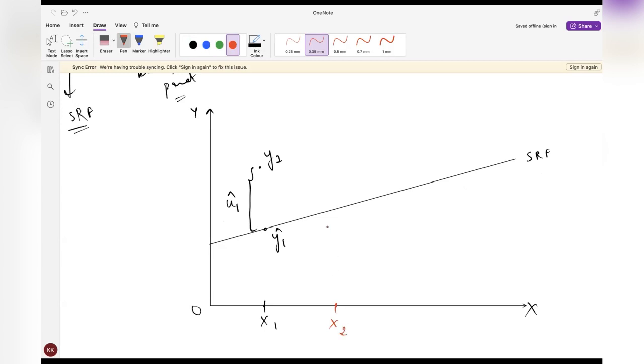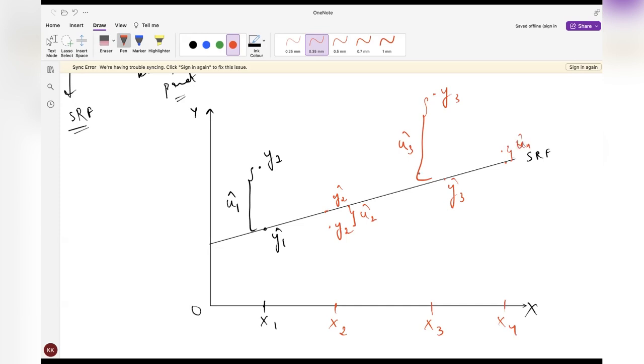Again, let's say my actual value was somewhere here and my estimated value is y2 hat. So the difference between them will be residual u2 hat. Again, let's take x3. So let's take the actual value to be here and the estimated value to be here. So this is our residual in this case. Similarly for x4, where this is my actual and this is my estimated. So this is my u4.